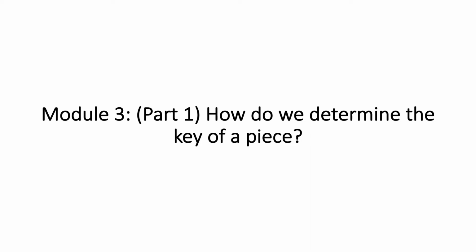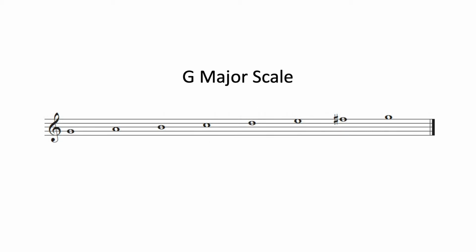Okay, so in this video, which is Part 1, we're going to figure out how to determine the key of a piece. So what is key and how do we get there? Where does that come from? Let's take a look at our scale. Remember the G major scale? We talked about our formula for creating a major scale. We also talked about how the G major scale has 1 sharp.